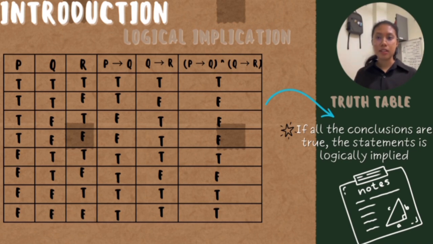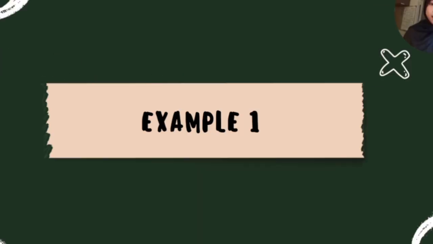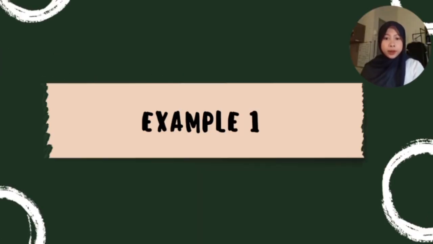This truth table is used to prove the conclusion as a tautology. If all the conclusions are true, the statement is logically implies. For example, in this truth table each row shows one possible case for P, Q, and R. We check the implication row by row, but the logical conclusion is based on the entire truth table, not just one row. Next, let's look at example 1.